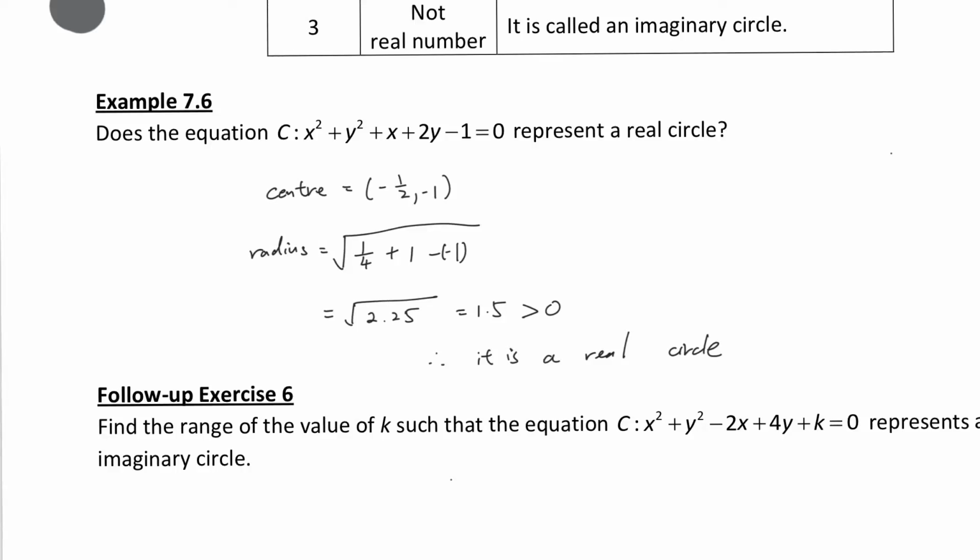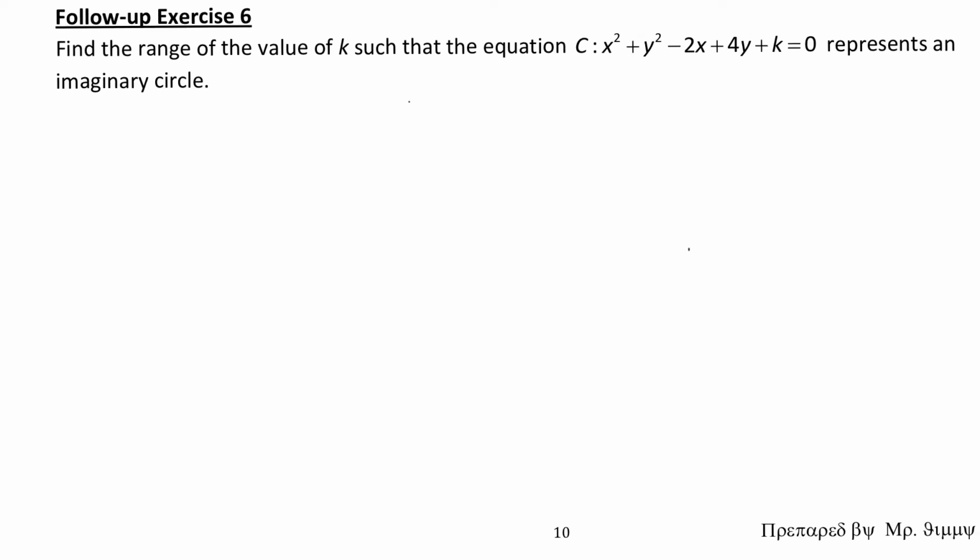And maybe I skipped some steps. For example, h is equal to negative 1 over 2, all squared is equal to 1 over 4. Negative 1 squared is equal to positive 1, and minus f. For exercise 6, maybe you can pause the video and check the answer later, okay?